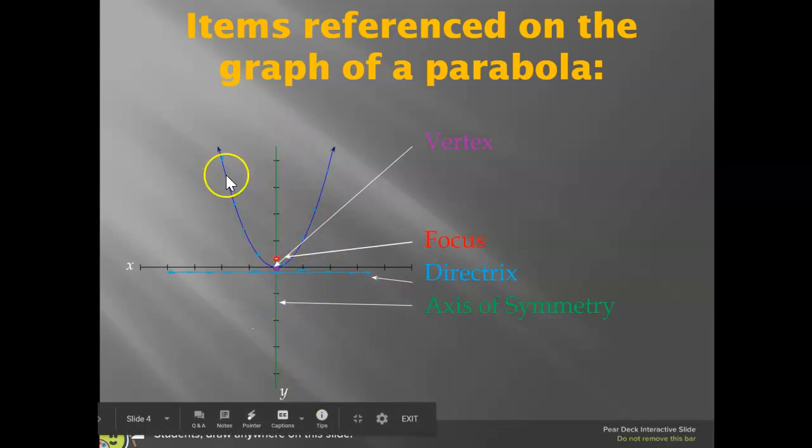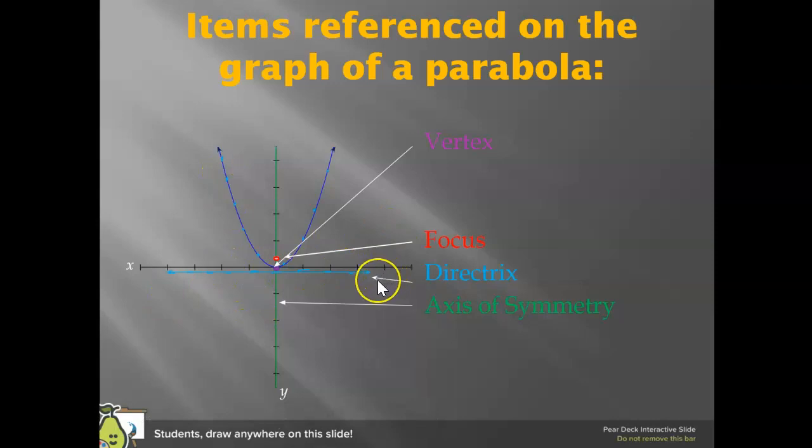If the directrix is vertical, the axis of symmetry is going to be horizontal. We'll see what that looks like in just a second. Because we are not dealing with functions, we're dealing with a geometric definition of it, I can have a vertical directrix, which would mean that my axis of symmetry is horizontal and my parabola can actually go to the side. I can have a sideways parabola because we're not talking about the function definition of a parabola. We're talking about the geometric version of the parabola.